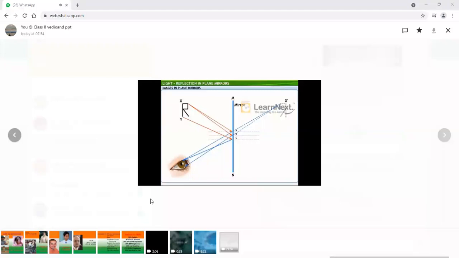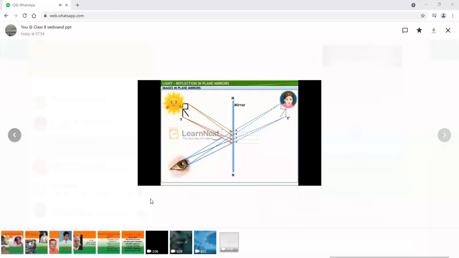Similarly, another ray from Y on the object is incident on the mirror at D and is reflected to travel to the eye. Like the two reflected rays from A and B, the two reflected rays from C and D are divergent too, and when extended behind the mirror, meet at Y dash. Thus, Y dash is the image of point Y on the object.